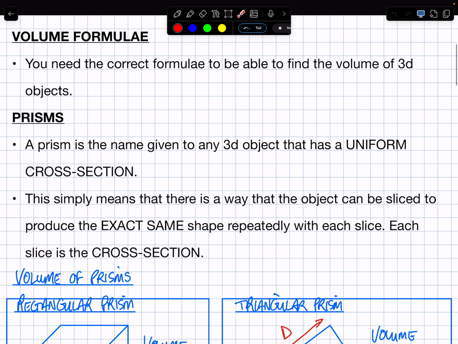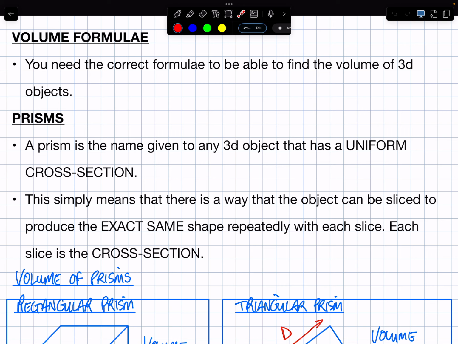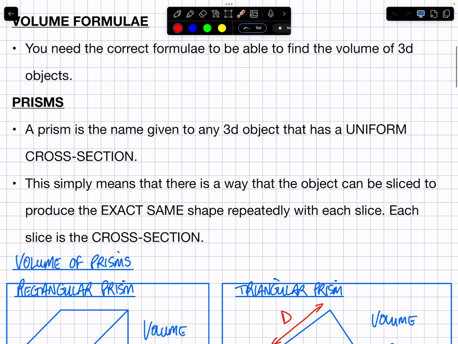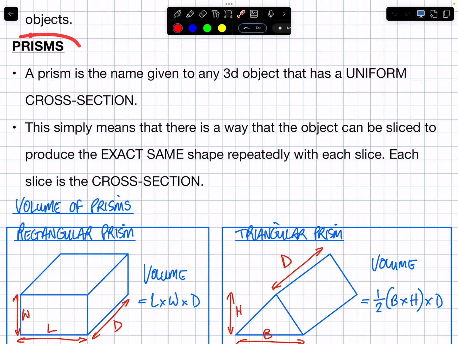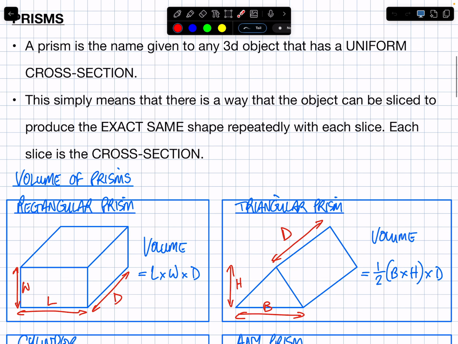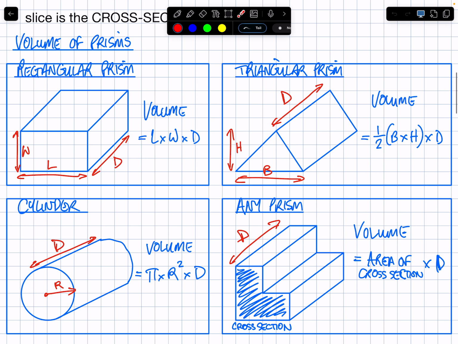So how do you find the volume? You need the correct formula. As a teacher, my job is to do it correctly. That's no question here. But I want to go over the idea of a prism. A prism is any 3D shape that's the same. I could slice the same all the way through. Okay? It's got the same cross section. So these shapes, you may already be aware of.